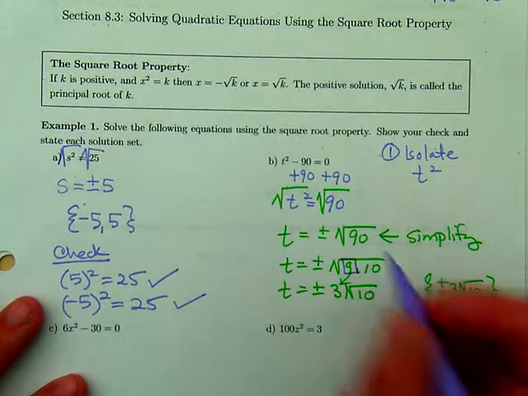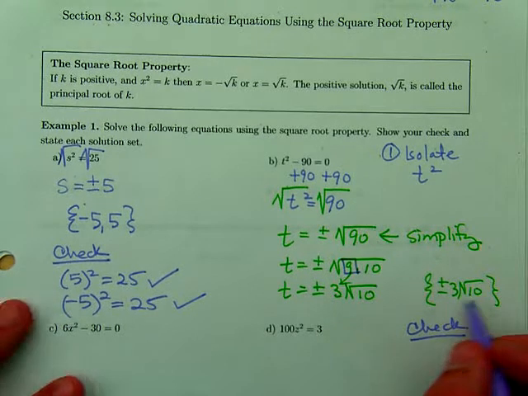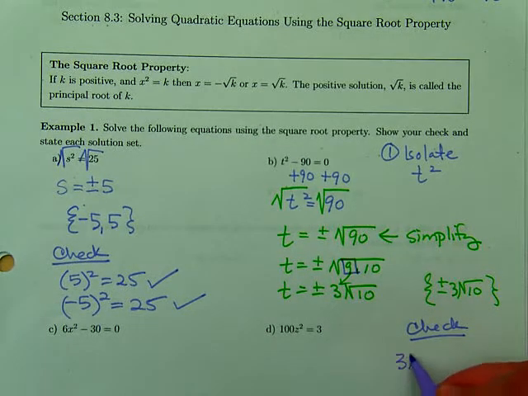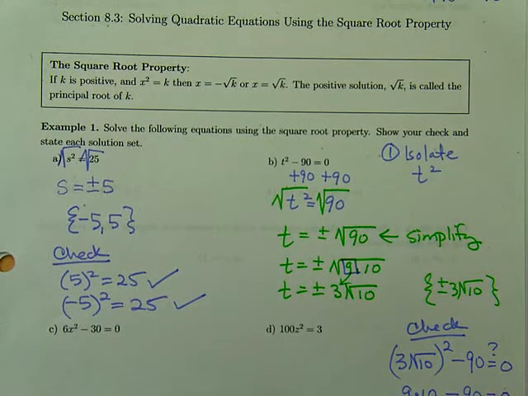So the check, I'm going to plug that back in. I'll plug in one at a time. So realize these are two different solutions. 3 radical 10 would be the positive one. Squared minus 90, is it equal to 0? So if I square 3, I get 9. Square the square root of 10, I get 10. Minus 90 equals 0. 90 minus 90 equals 0, which is true.